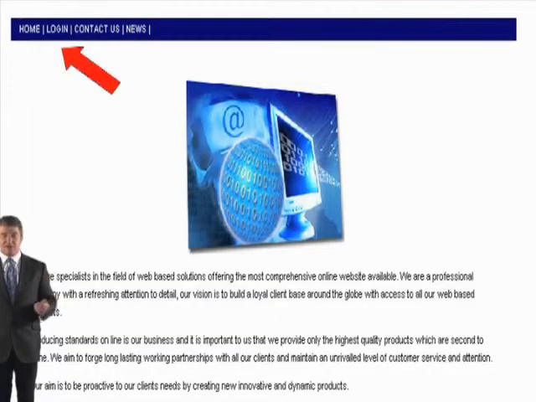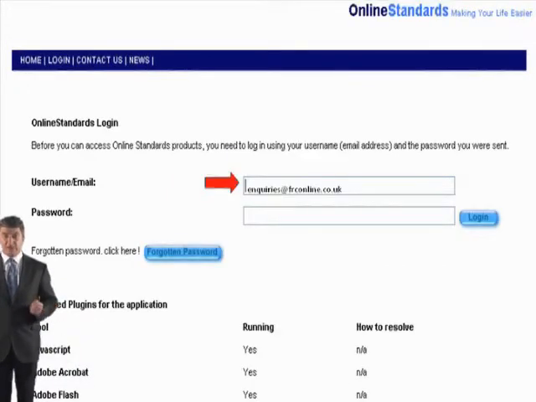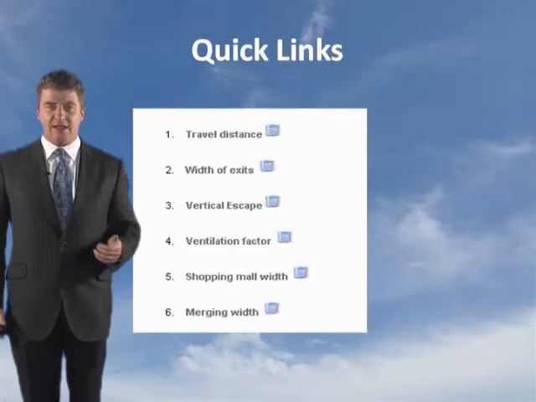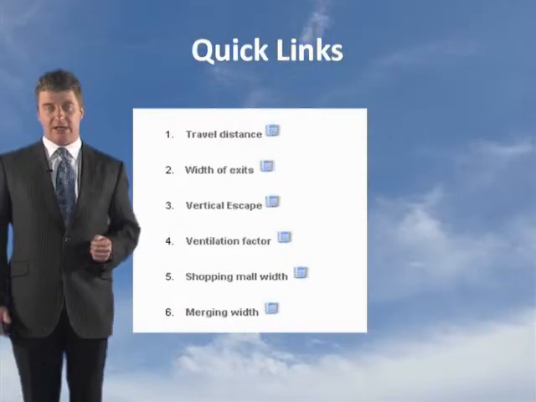So how do you use the calculator? Well, first of all, you have to log on to the site, as you can see here. You log on, then you insert your username, which will be your email address, and then you put in your password, which we will provide for you. Then this will show you the available calculators. So let's go through the BS9999 calculator. You click on the link, and this will show you the quick links. We call this the quick links. These are all the online calculators.